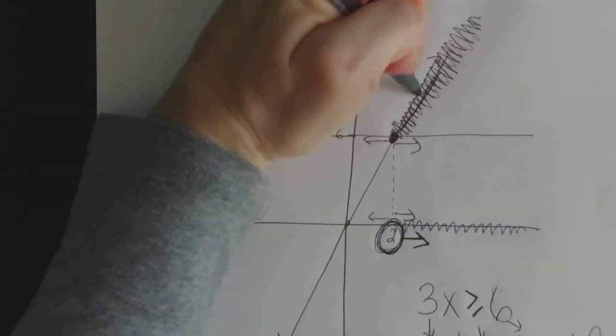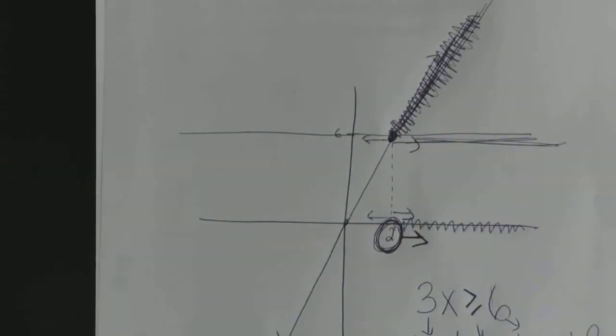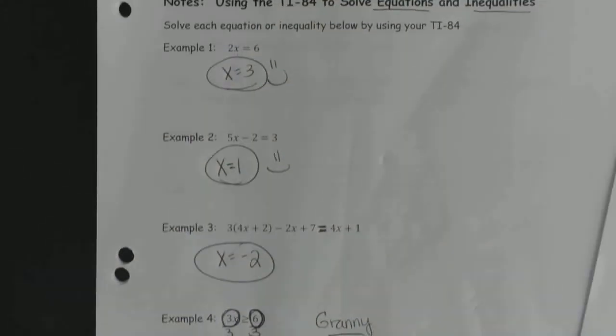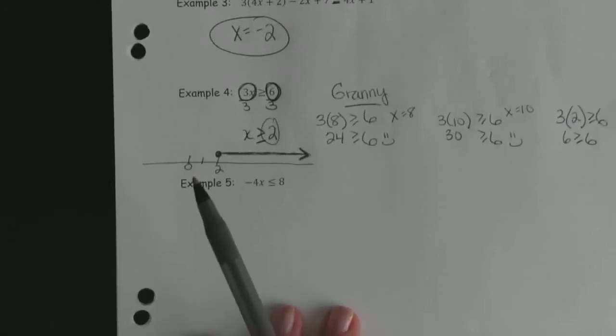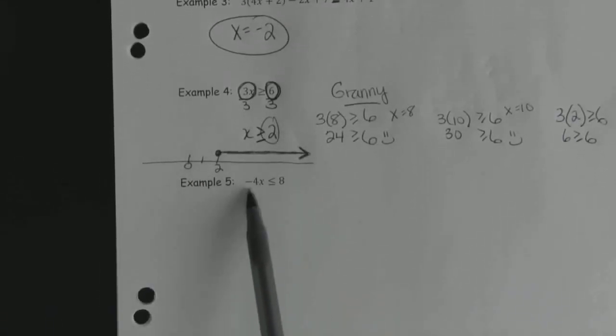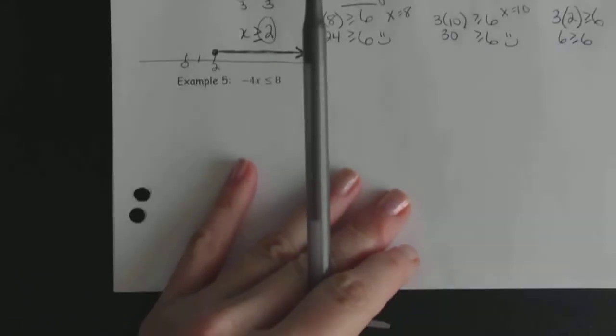So I'm going to have to say all the x's that are greater than or equal to 2 are where the diagonal line is going to be above the horizontal line. And that matches up with the answer we got algebraically. Isn't that cool? Okay, let's look at the last one here.